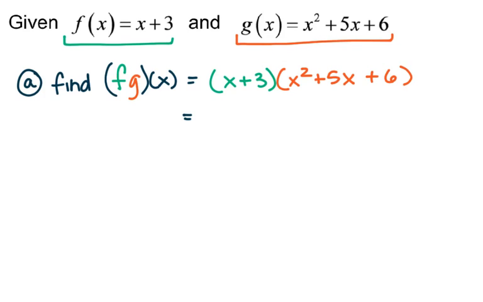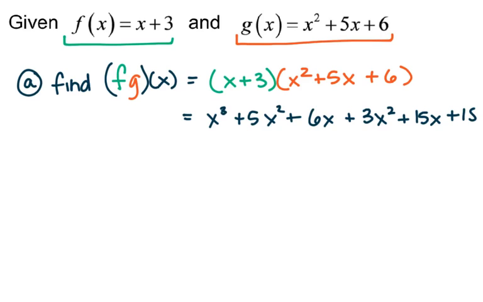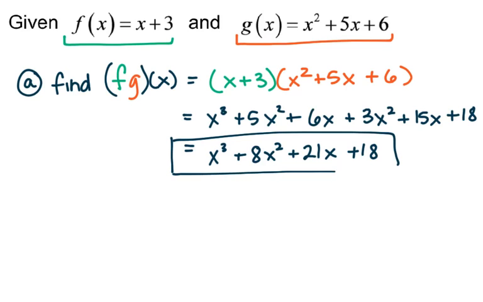So that gives me x times x squared is x cubed, x times 5x is 5x squared, and x times 6 is 6x. Again, with the 3, we'll get plus 3x squared plus 15x and plus 18. Simplifying, we've got x cubed plus 8x squared plus 21x plus 18. So in this example, we learned how to multiply two functions.